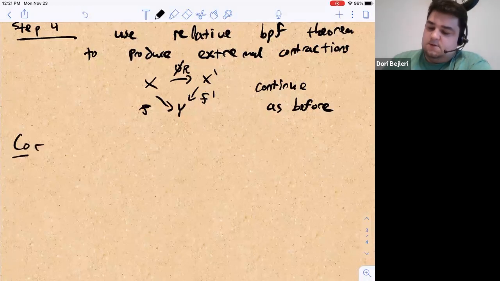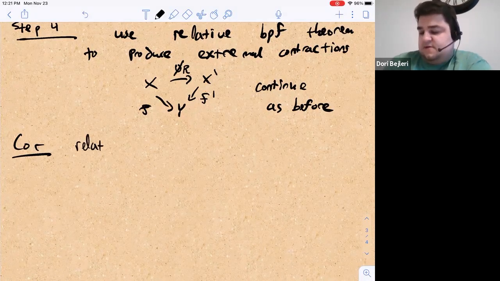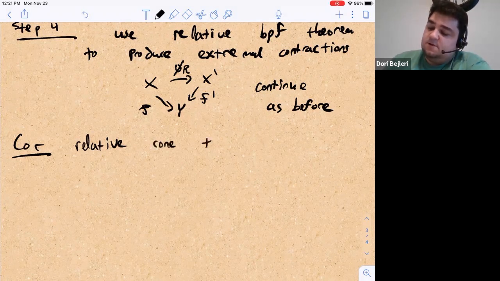Corollary: relative and therefore absolute, because the absolute case is when Y is a point. So the relative cone theorem holds for DLT pairs, not just KLT pairs.